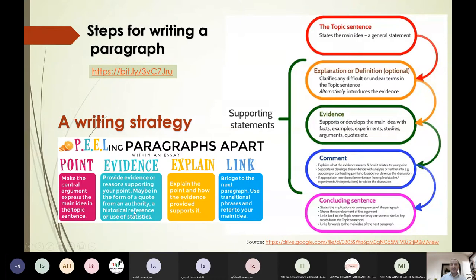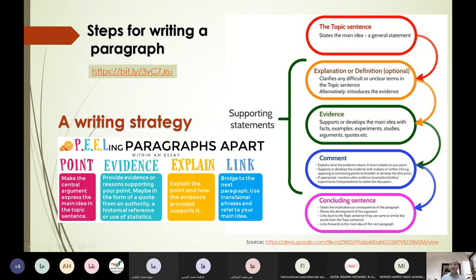Explain the point and how the evidence provided supports it. What's the connection, the relevance, between the evidence and the point you raise, the topic, and bridge to the next paragraph. Of course, you have to show consistency and coherence between the different paragraphs of your essay. You should link the first paragraph, the second paragraph, the third paragraph, and the final paragraph using transitional phrases and refer to your main idea. Every now and then you refer to the main idea and say that I think this supports the topic, which was raised at the very beginning, in the first paragraph. So make links. If you follow this pattern, remember the PEEL paragraph pattern, it would be okay.